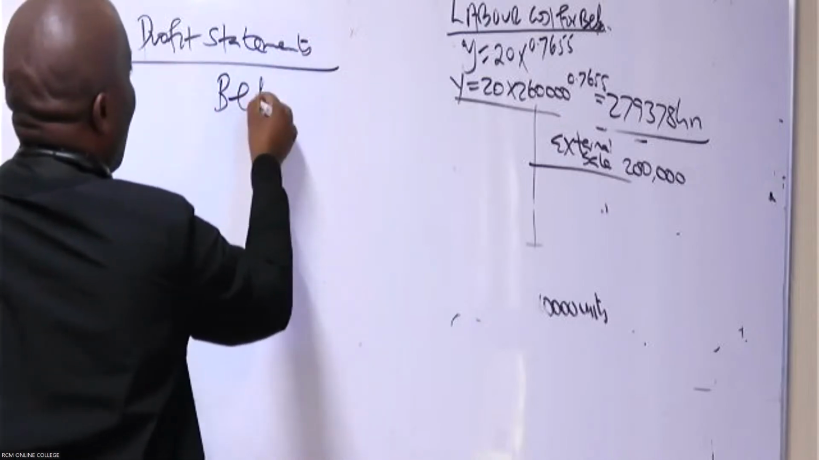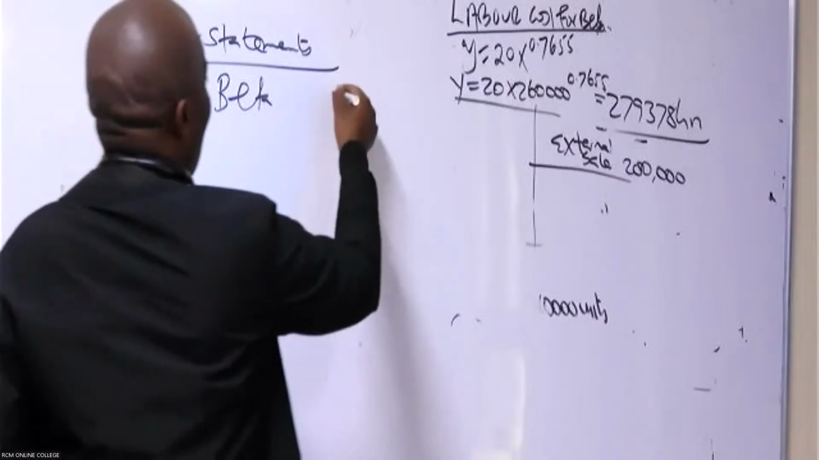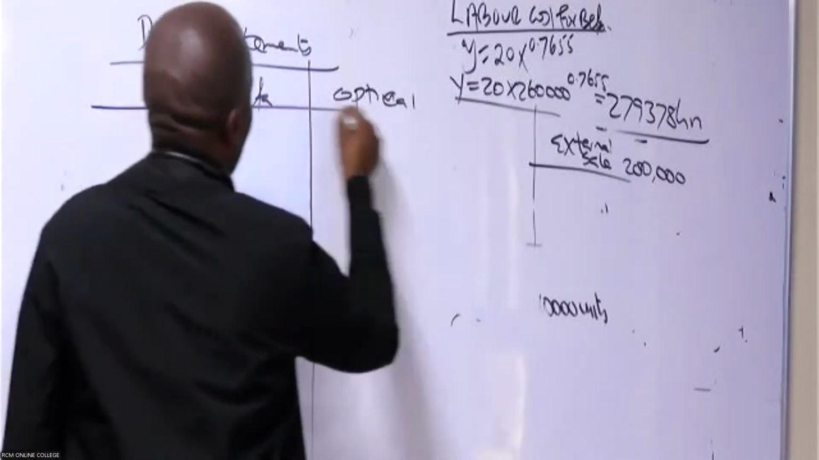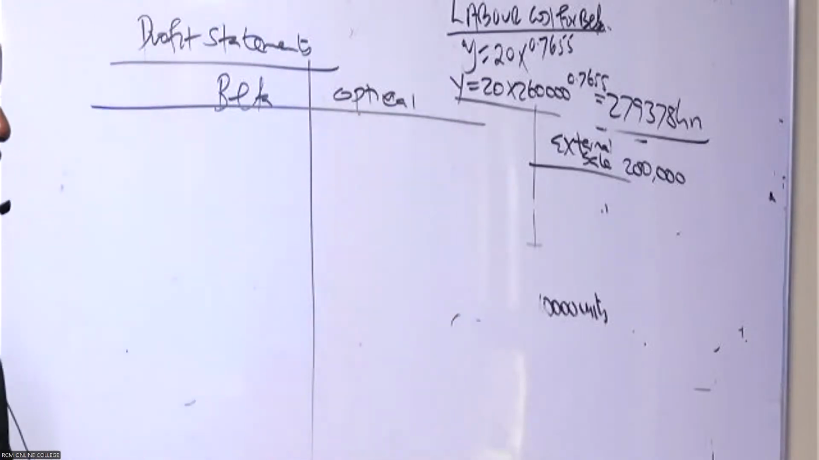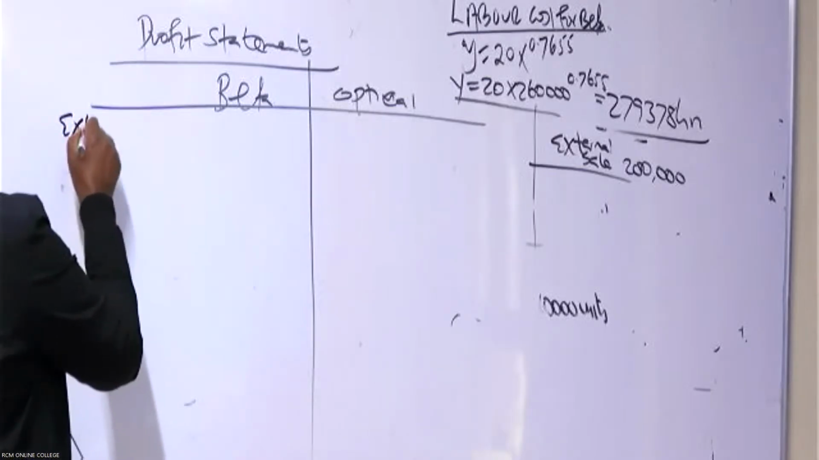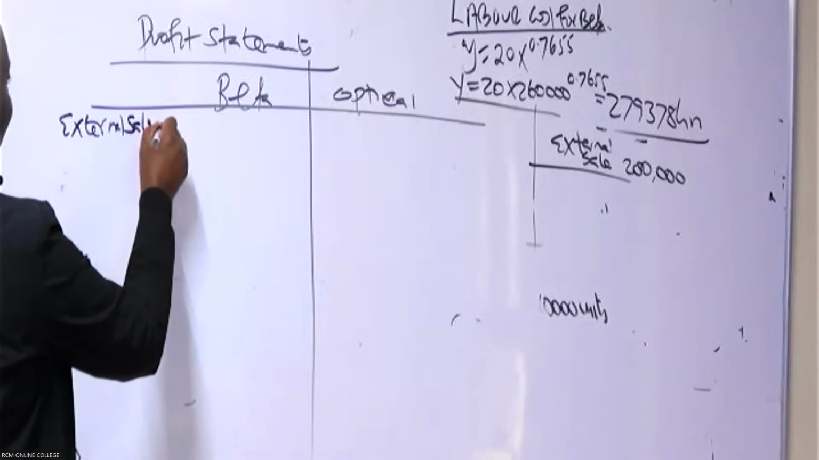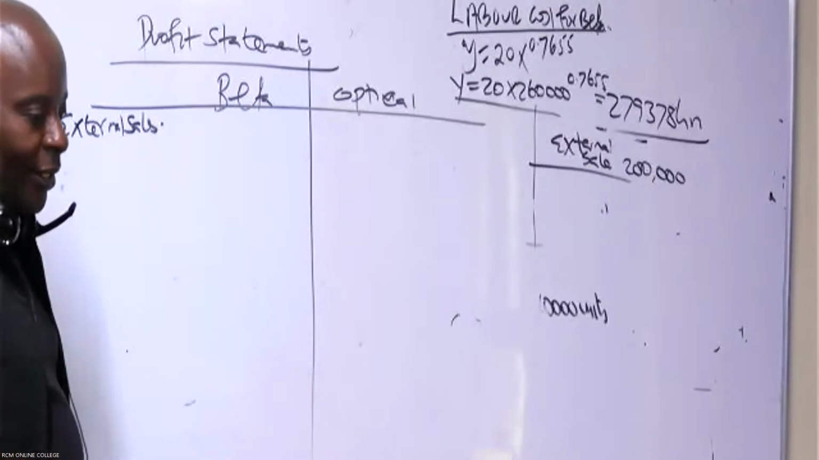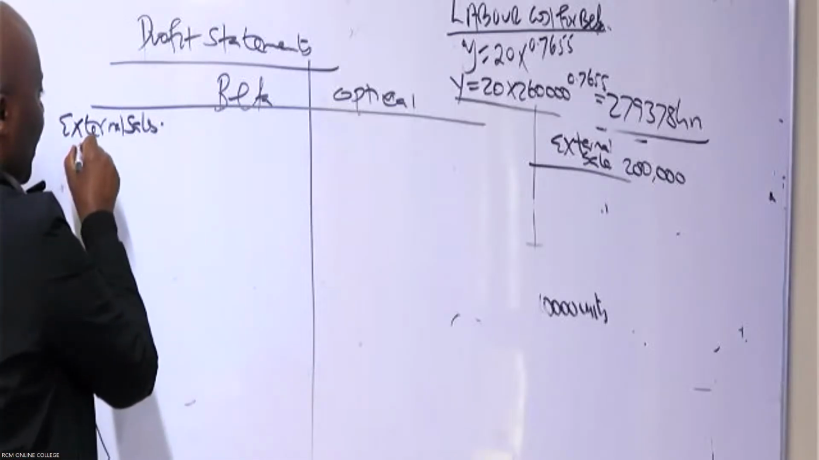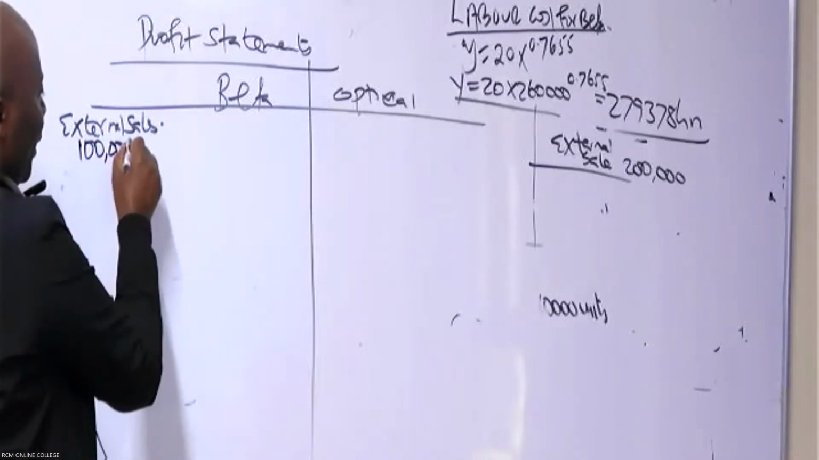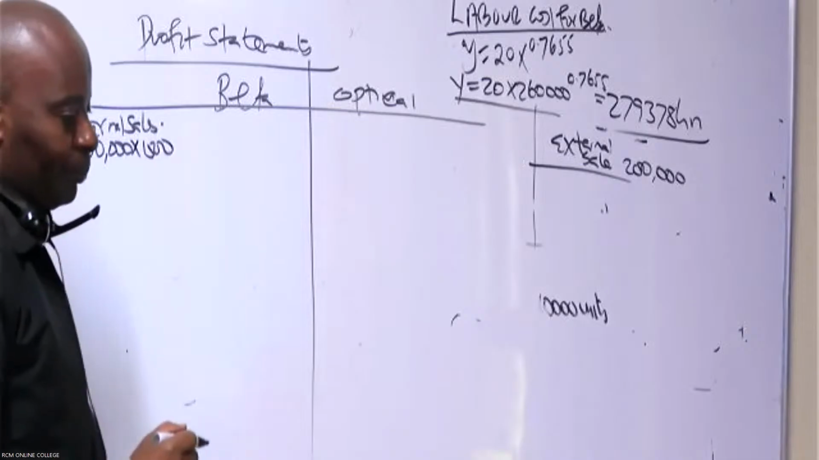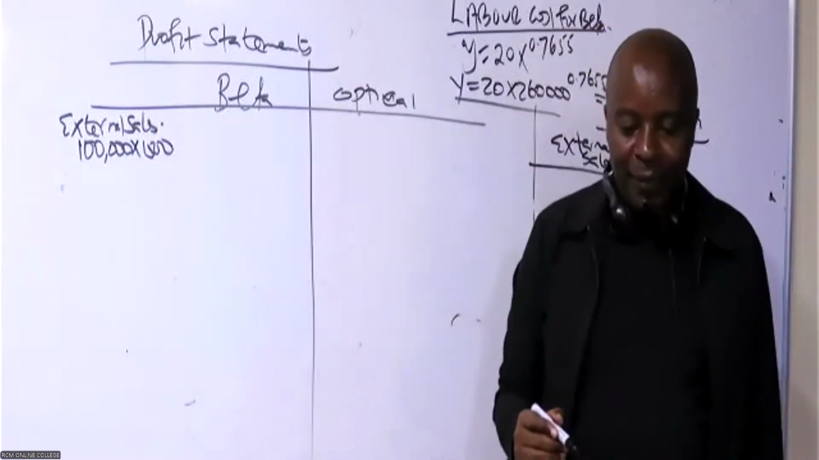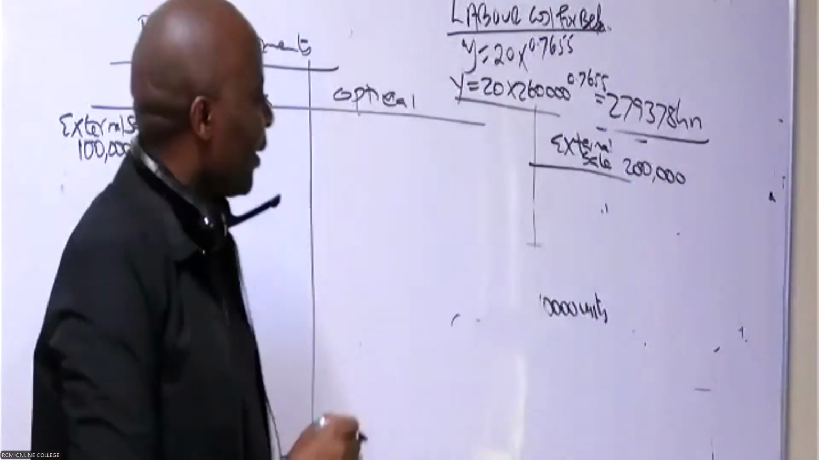They have told us to do this in columnar format. So we have beta, we have Optima. The spaces must be very big. So profit statement, we start with sales. So external sales. For beta, you told me externally I should sell how many cylinders? 100,000 at 1,500. 150 million is the amount of money that I'm looking for.